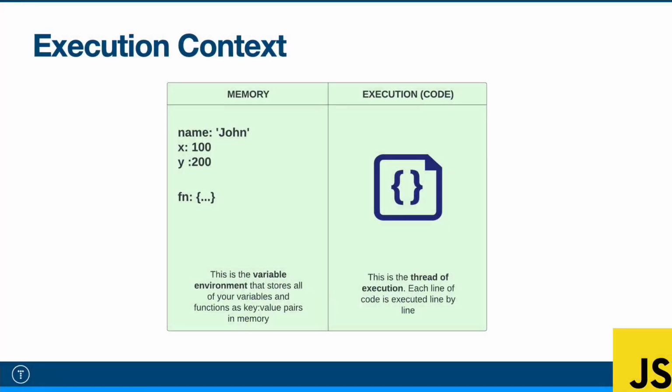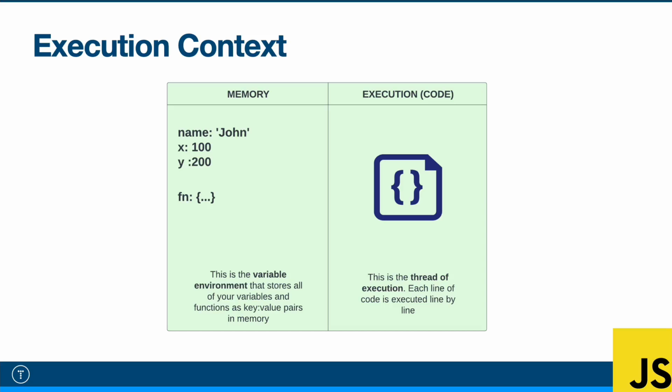Now, to kind of visualize the execution context, I created this box. You can think of it as a box with two sides, where you have your variable environment on one side. This is going to be all the variables and all the functions in your code stored in key value pairs in memory. So that's the memory. And then we have the execution side, which is the thread of execution. JavaScript is what we call a single-threaded language. A thread you can think of as like a process, and your code is executed line by line on that thread or on that process.